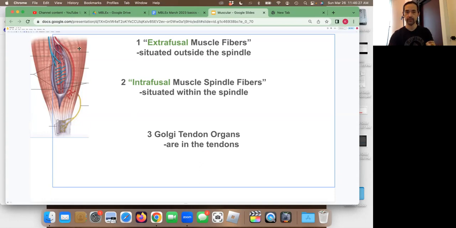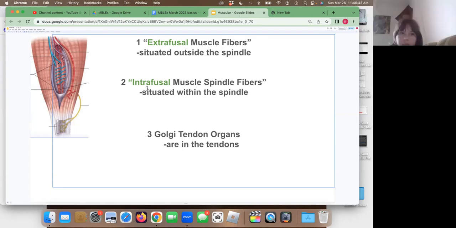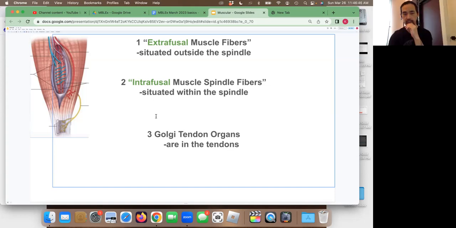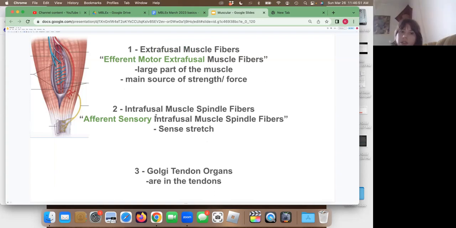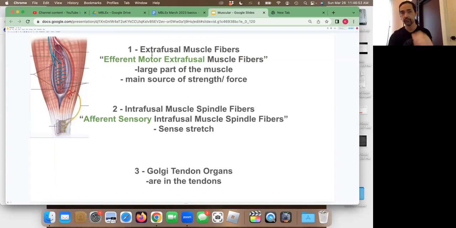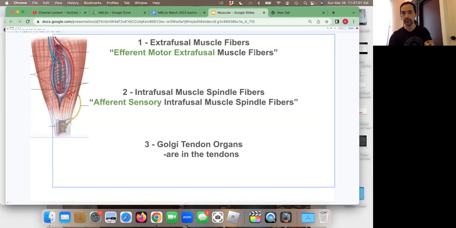So the extrafusal muscle fibers, extrafusal means situated outside the spindle. They contract, they do strength, right? Emmy, if something contracts and does strength, is it motor or sensory? Motor? Would that be motor? Motor, that's right, that's correct. And if something senses stretch, is it motor or sensory? Sensory. That's correct.